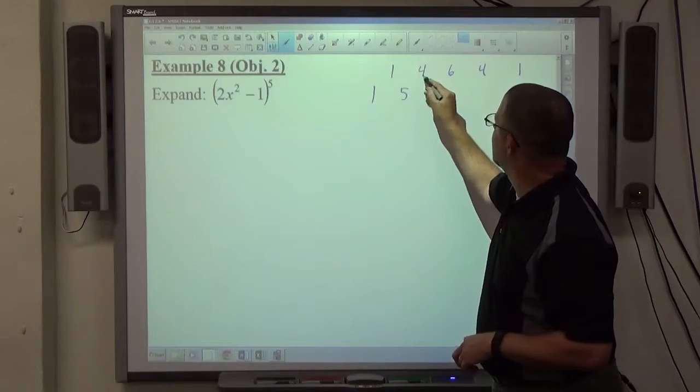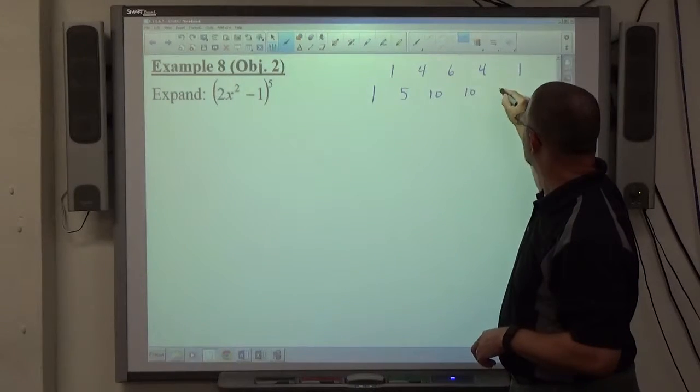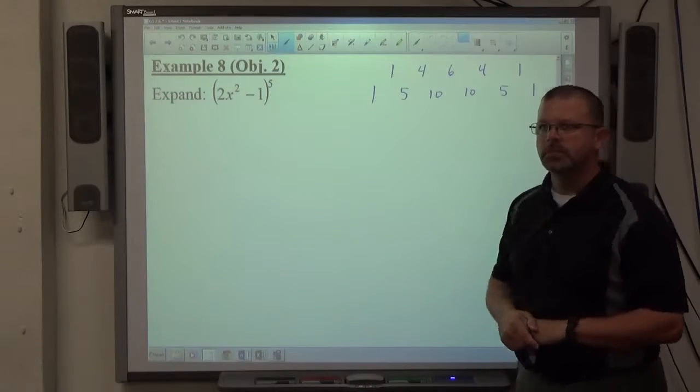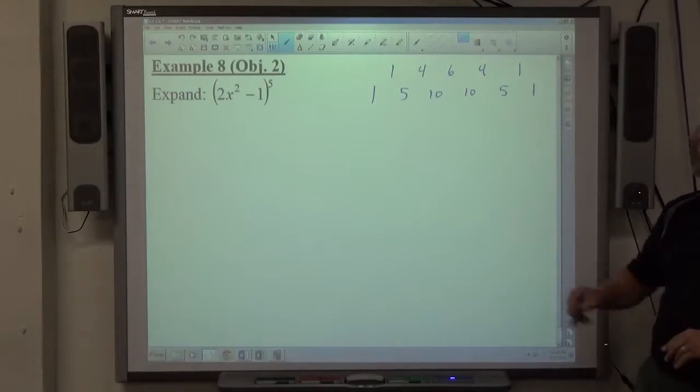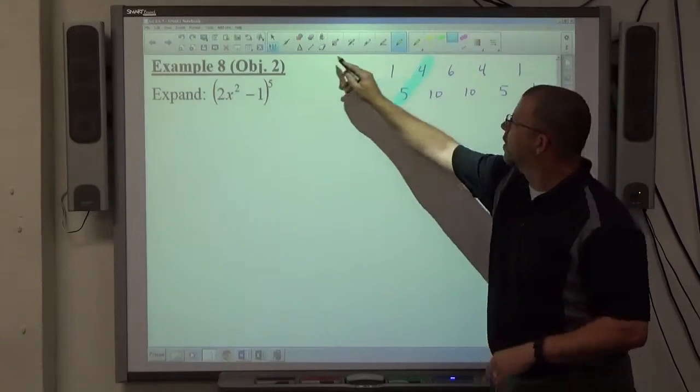1 plus 4 is 5. 4 plus 6 is 10. 6 plus 4 is 10. 4 plus 1 is 5. And 1. So that's the row we need. 5th power. So again, the power row is still this one here. We're looking at the 5th power.